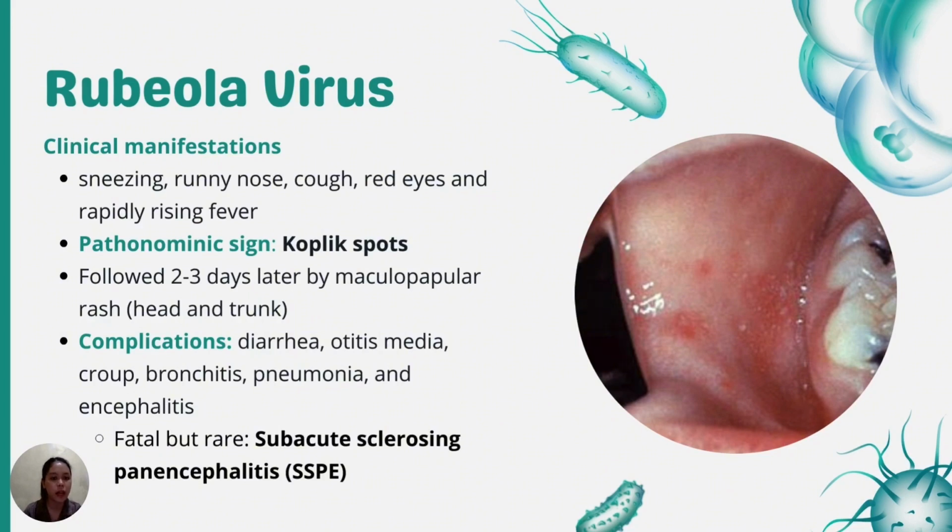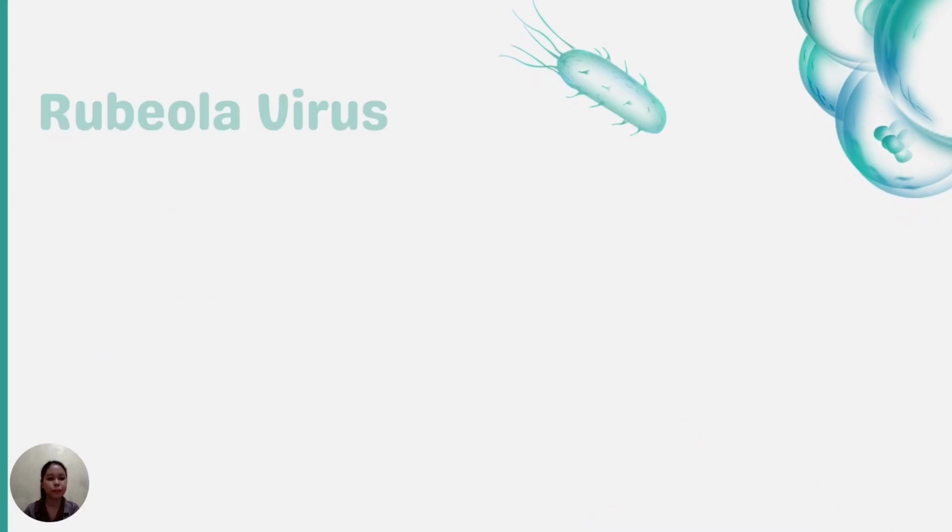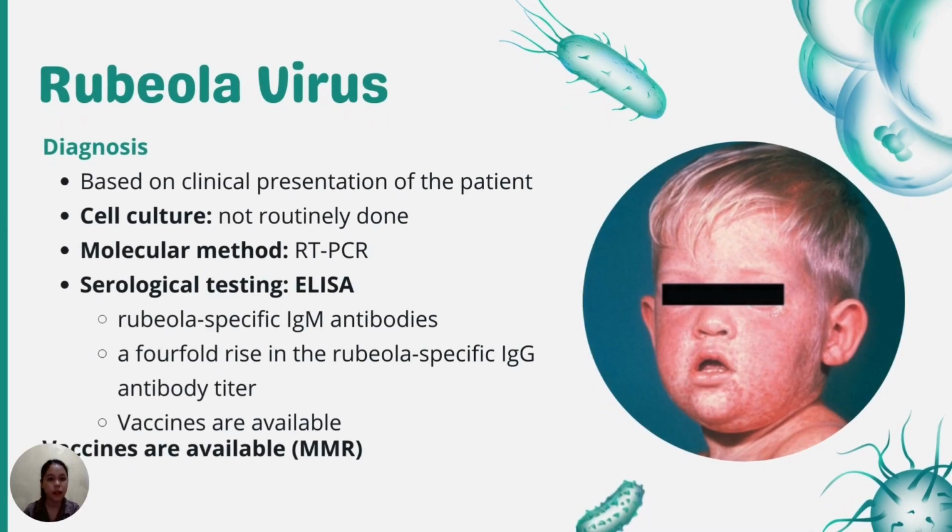Ano pa ba yung other complications under this virus? We have here the diarrhea, otitis media, croup, bronchitis, pneumonia, and encephalitis. So, yung isa naman po sa fatal complication na pwedeng mangyari, pero rare lang naman siya na nangyayari, is yung subacute sclerosing panencephalitis.